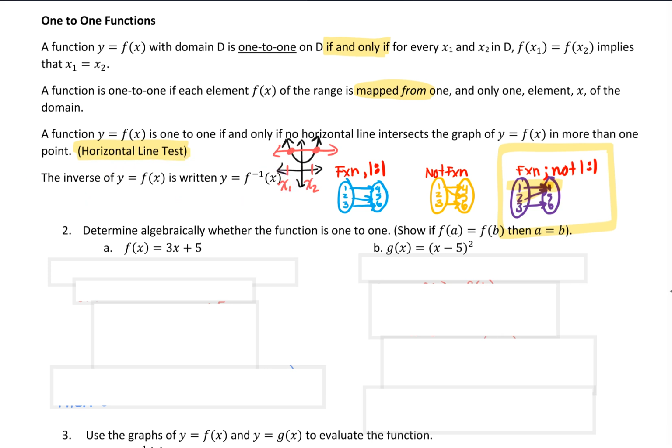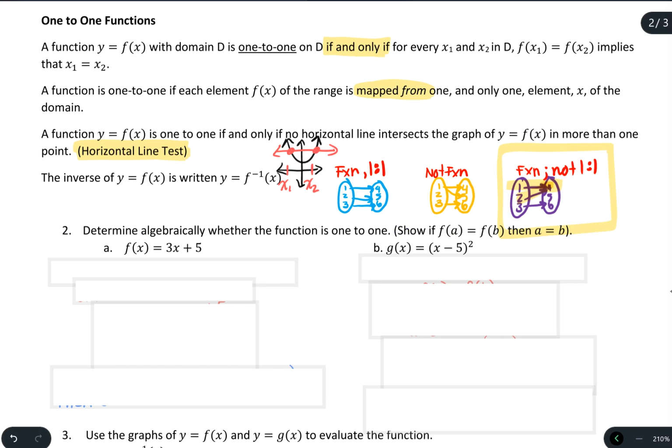So how do we determine algebraically whether a function is one-to-one? What we're going to do is show that if f of a equals f of b, so two y values are the same, then they came from the same x values. Then a would have to equal b. And again, this is a determine. So determine means that we're going to need to prove it. So we need to show all of our details and all of our work.